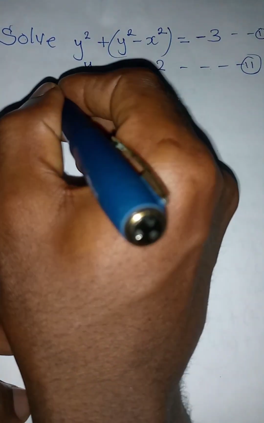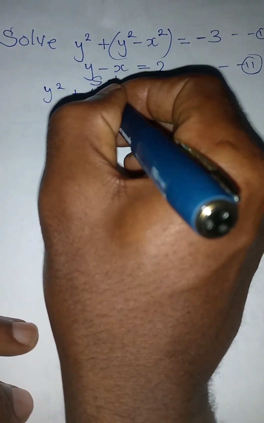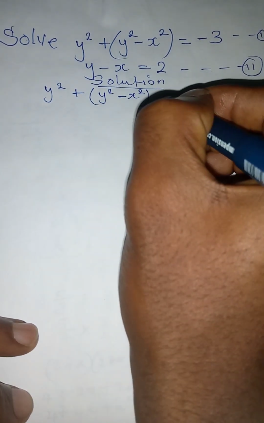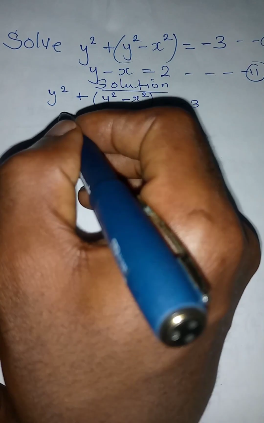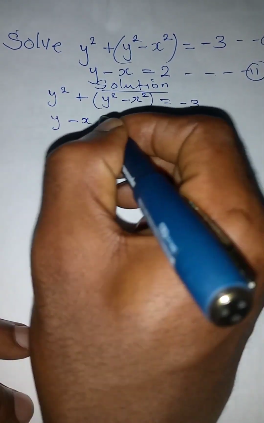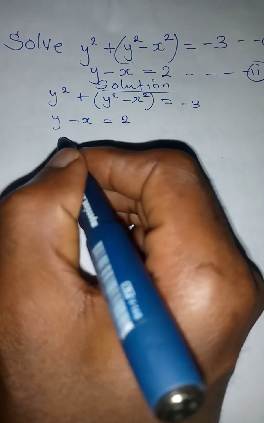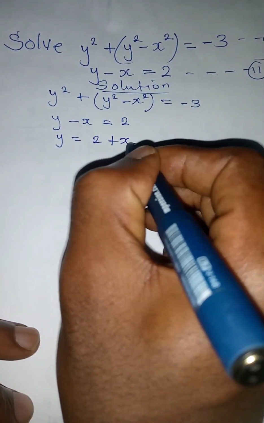Okay, so equation 1 is y squared plus open bracket y squared minus x squared close bracket equal to minus 3. This is equation 1. And then we have equation 2 to be y minus x equal to 2. Now from this equation 2, I can simply say that y is equal to 2 plus x.